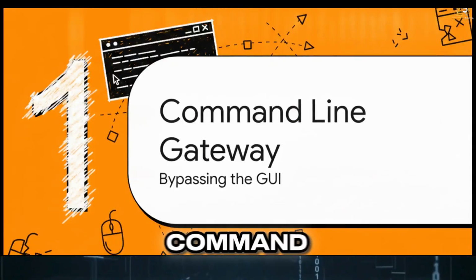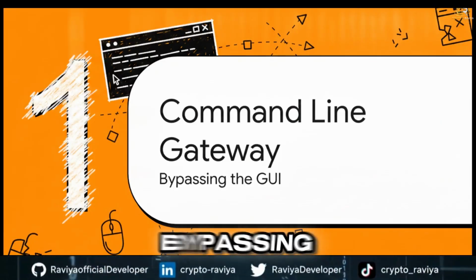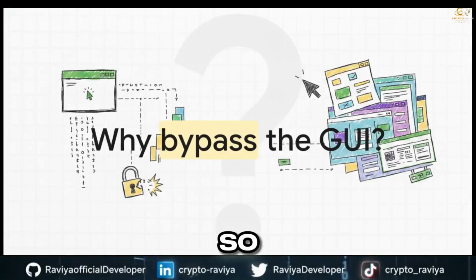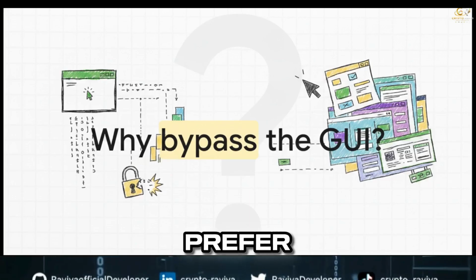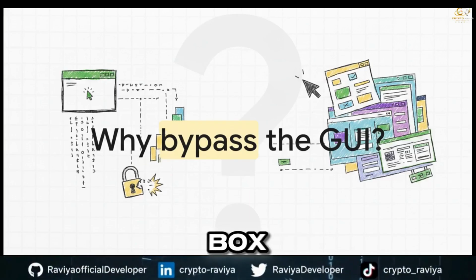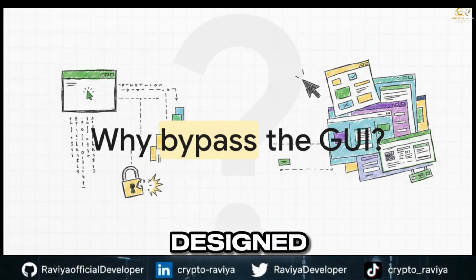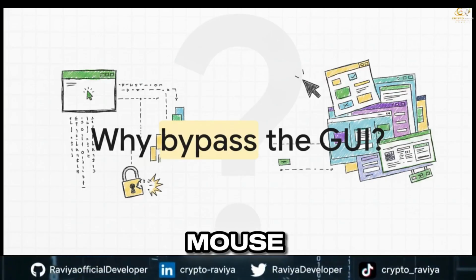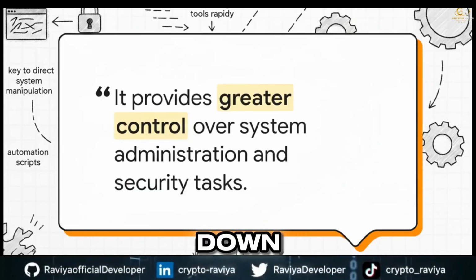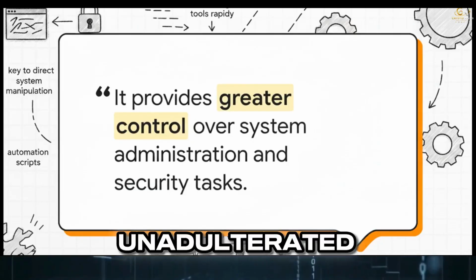Number 1, the command line gateway. Basically, bypassing the GUI. So, here's a question for you. Why on earth would a hacker prefer staring at a simple blinking text box over a gorgeous, highly designed visual interface? Like, why leave the comfort of just pointing and clicking your mouse? Well, the answer boils down to one thing: raw, unadulterated power.